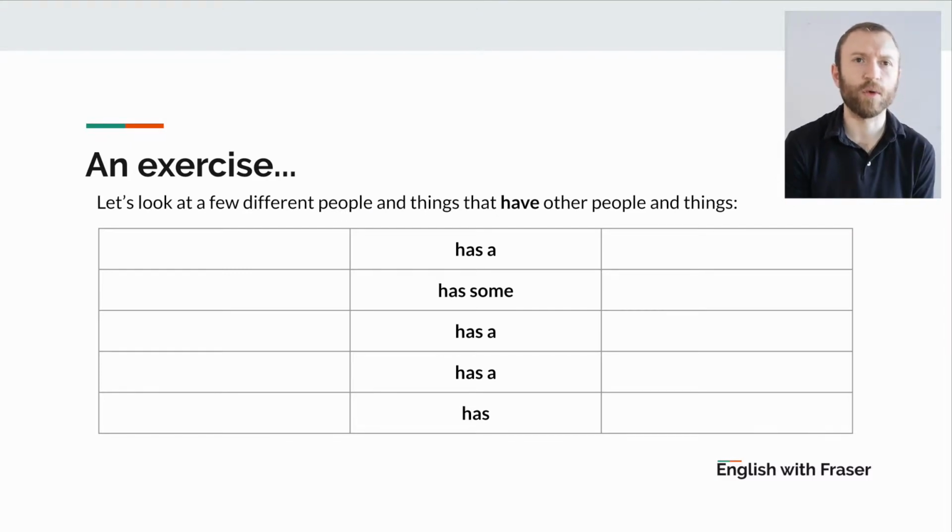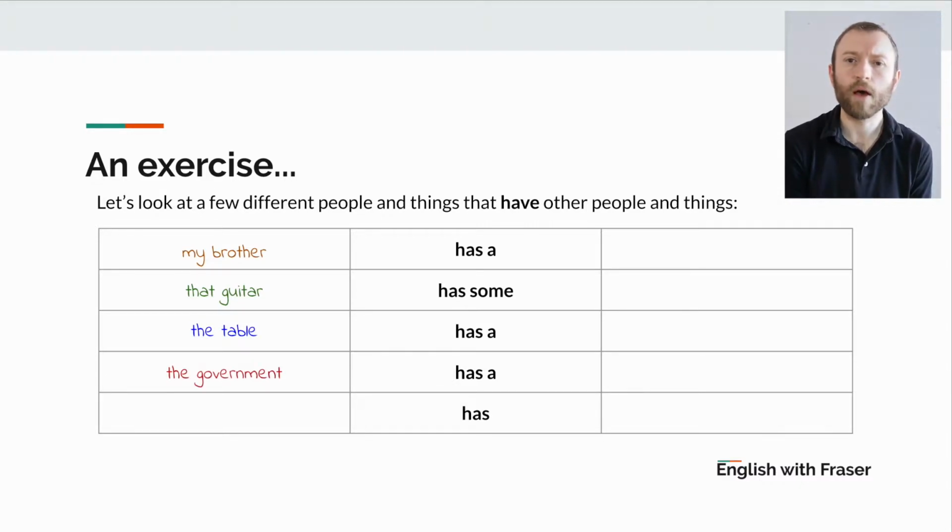To try to answer these questions, we'll start by looking at a few different people and things that have other people and things. So we've got the verb have in the middle, and let's look at some of the people and things that can have other things. So we've got my brother, that guitar, the table, the government, and a chicken. Chickens will come back again in this lesson, and you'll see why, because they make for some interesting examples.